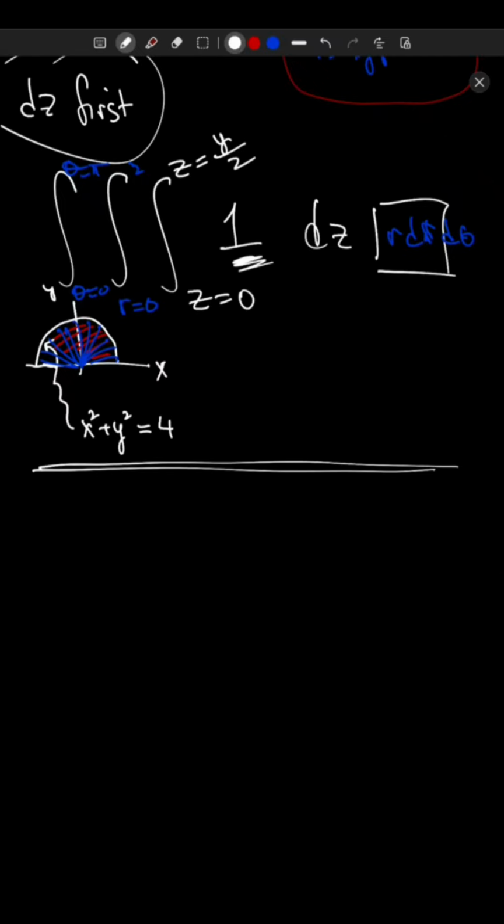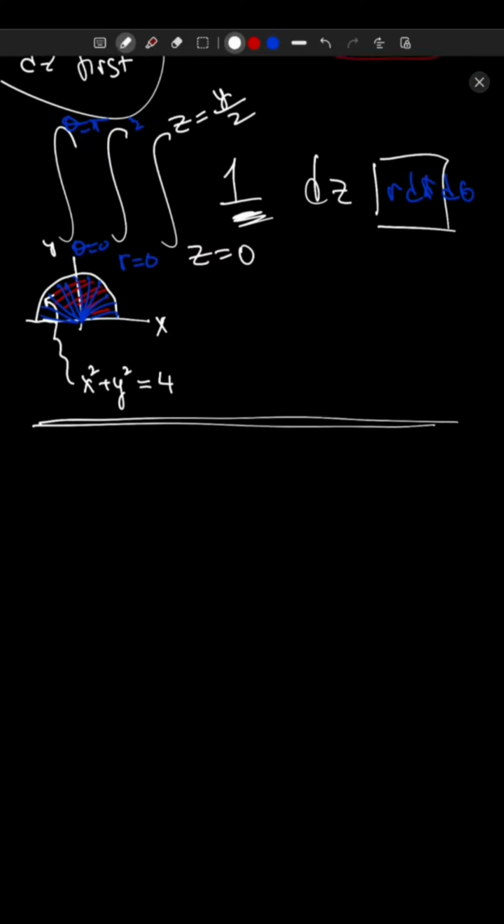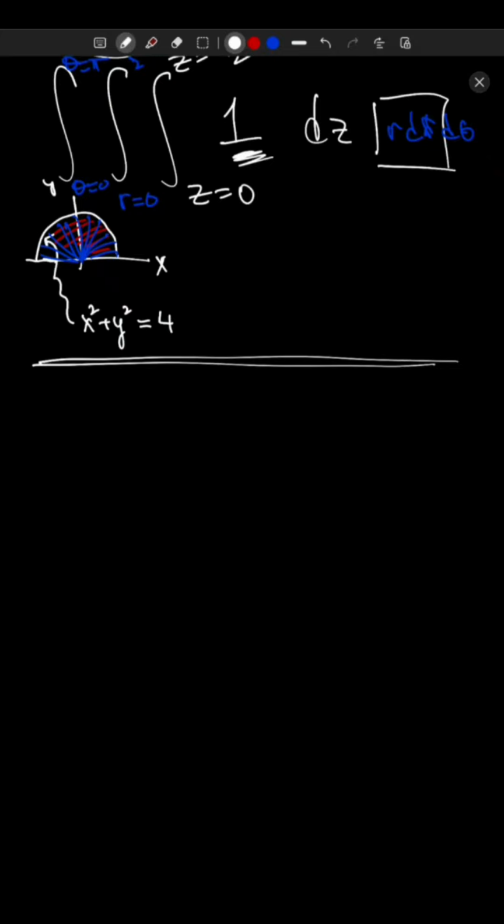In fact, this is what we're going to be doing next section when we talk about cylindrical coordinates and spherical coordinates, where we have the option of integrating, again, in a different way.